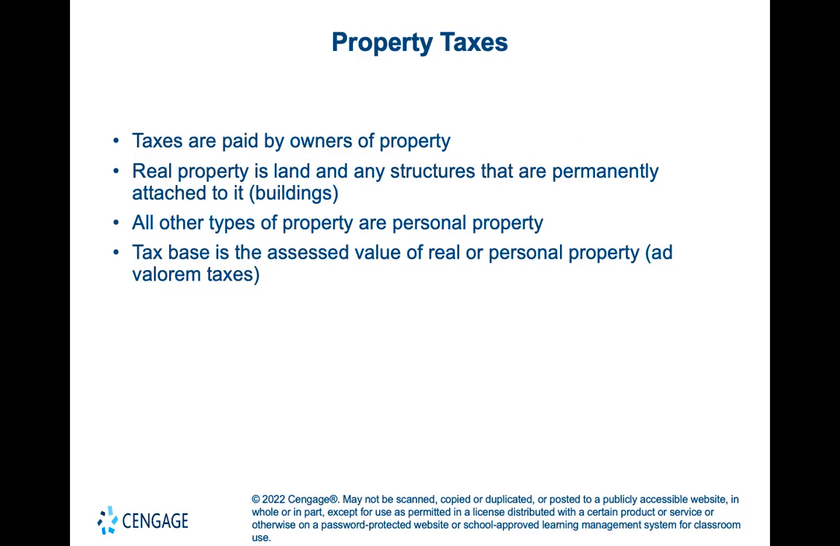Property taxes are paid by owners of property. Real property is land and any structures that are permanently attached to it, such as buildings, barns, things like that. All other types of property are personal property. The tax base is the assessed value of real or personal property. Ad valorem taxes.